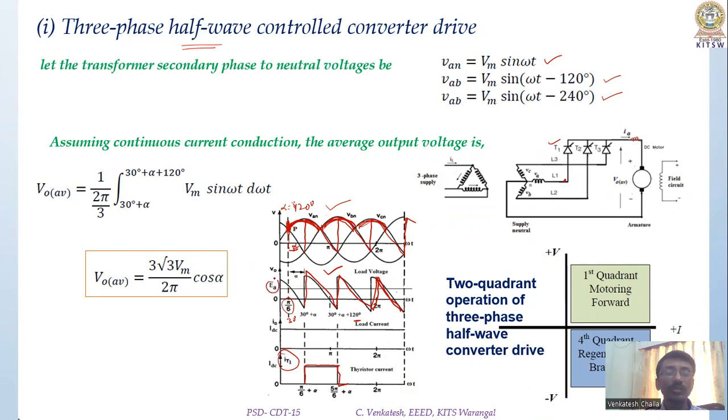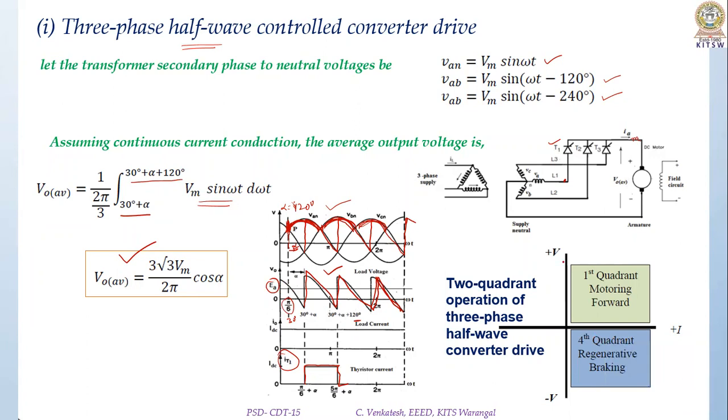So that is this one, E average. You can see here V naught average is the integral of Vm sin omega t from where to where? From 30 degrees plus alpha to 30 degrees plus alpha plus 120 degrees, divided by the 120 degrees width, that is 2 pi by 3. If you solve, we get V naught average is 3 root 3 Vm by 2 pi into cos alpha.